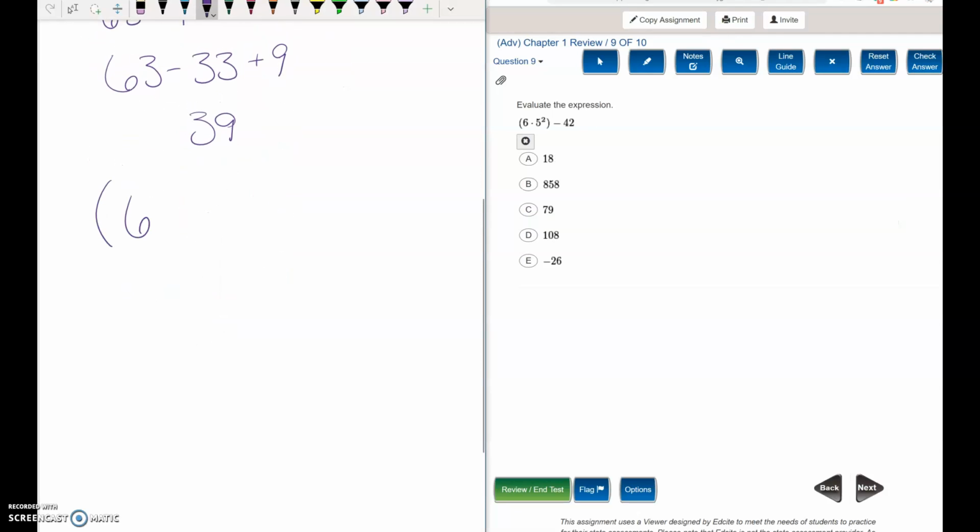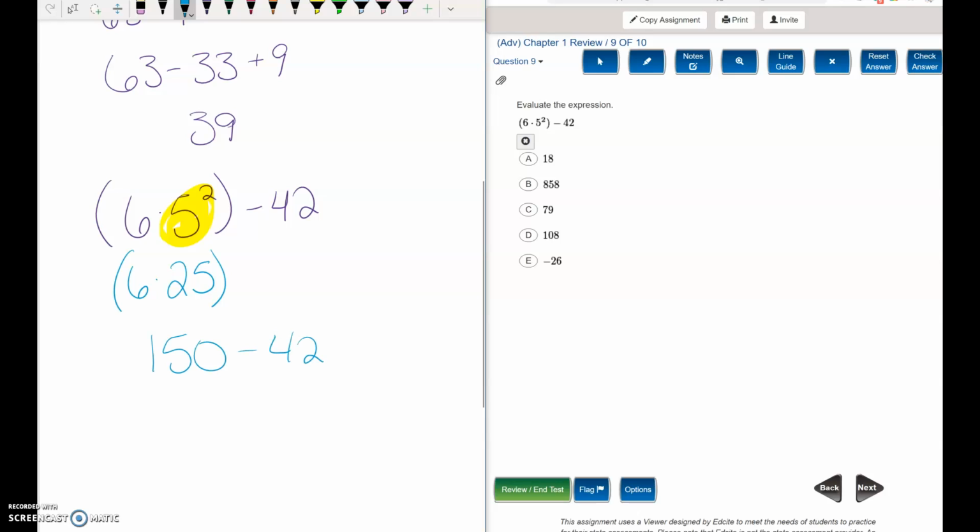Okay, this one, I saw a couple people getting this one wrong. You have to do the square before you do anything else. So 5 squared is 25. Then we need to multiply by 6. 6 times 25 is 150. Then we subtract the 42. 150 minus 42 is 108.